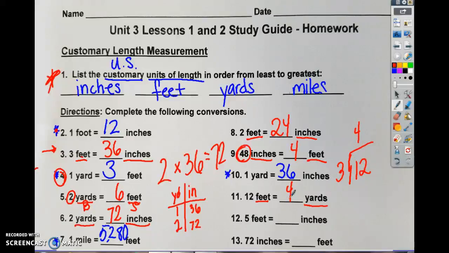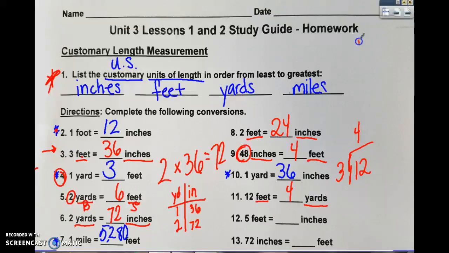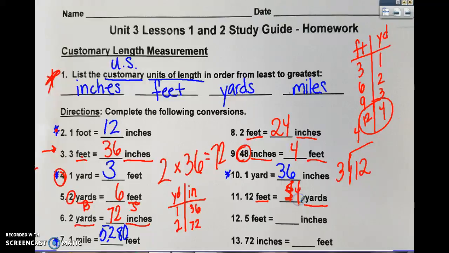4 yards. Again, if I want to make a graph, I could do feet, and then I could do yards. And I could say, well, 3 feet is 1 yard. And I can keep going until I get to 12 feet. Because remember, I don't know this number yet if I'm starting all over. So I could go 6 feet is 2 yards. 9 feet is 3 yards. And then 12 feet would be 4 yards.